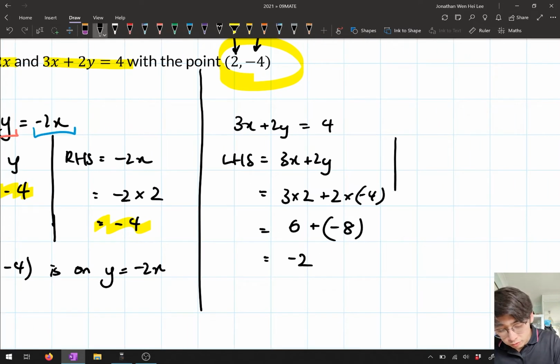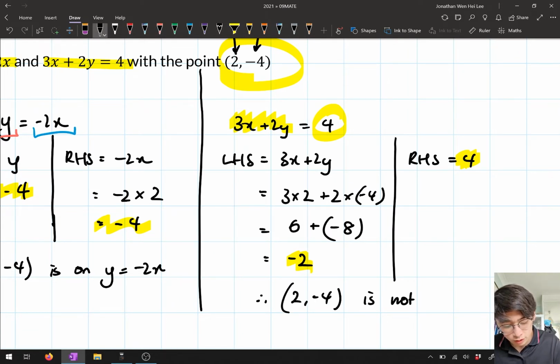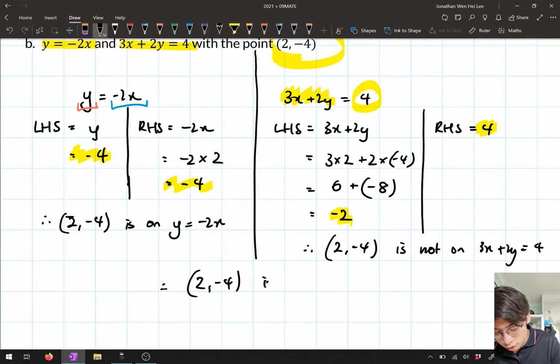Now, if you have a look on the right-hand side of this equation, on my left-hand side I had this guy here, and on my right-hand side I had 4. Now, my right-hand side is equal to 4. Notice here, these two don't match up. So that means (2, -4) is not on 3x plus 2y is equal to 4. That's not great. Therefore, (2, -4) is not the point of intersection.